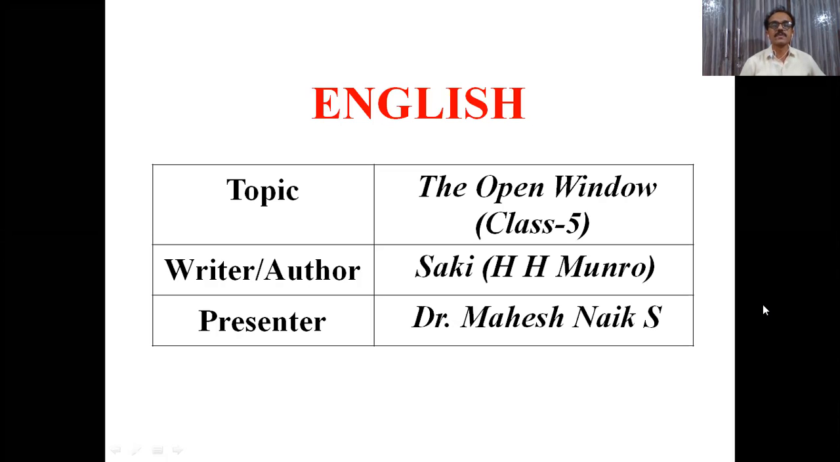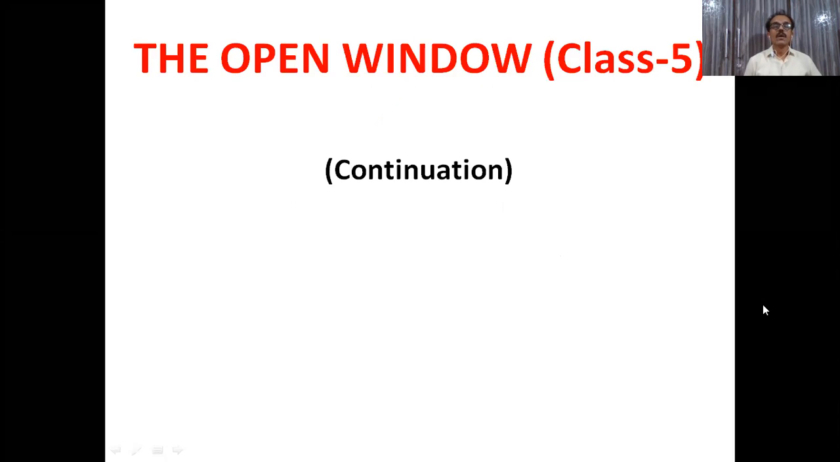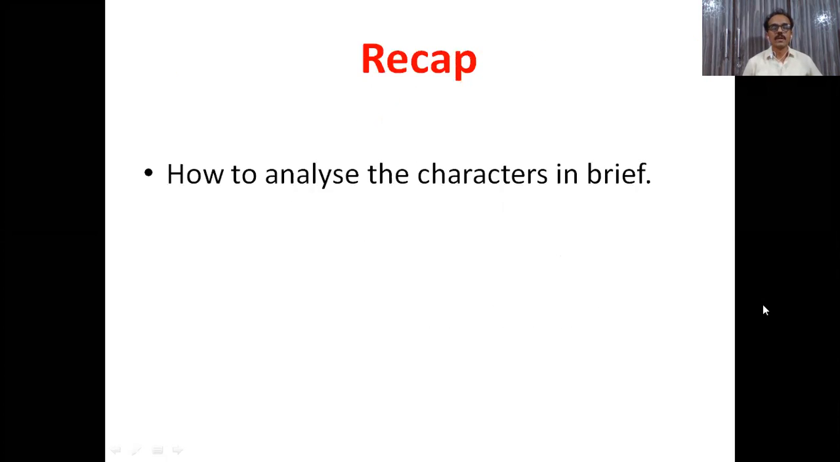In this video, we are looking at some of the question-related aspects of the short story, The Open Window. This is class 5, and this is the last class of this short story. As we know, this is written by H.H. Munro, whose pen name is Saki. Class 5, The Open Window, is a continuation of class 4.